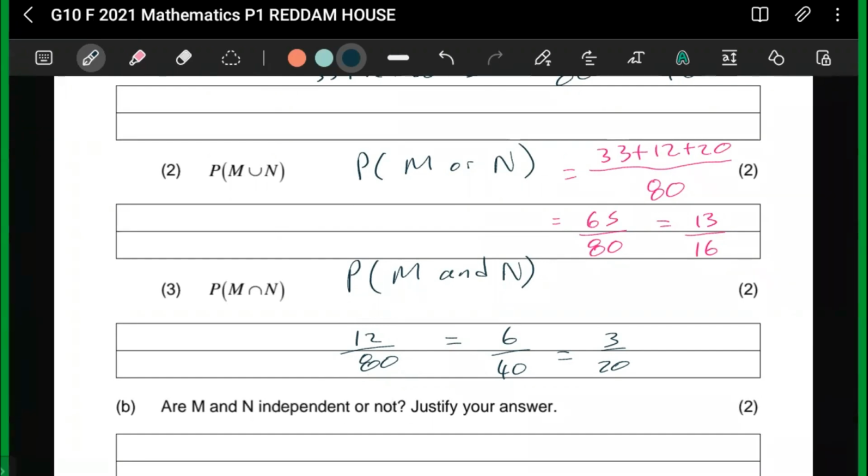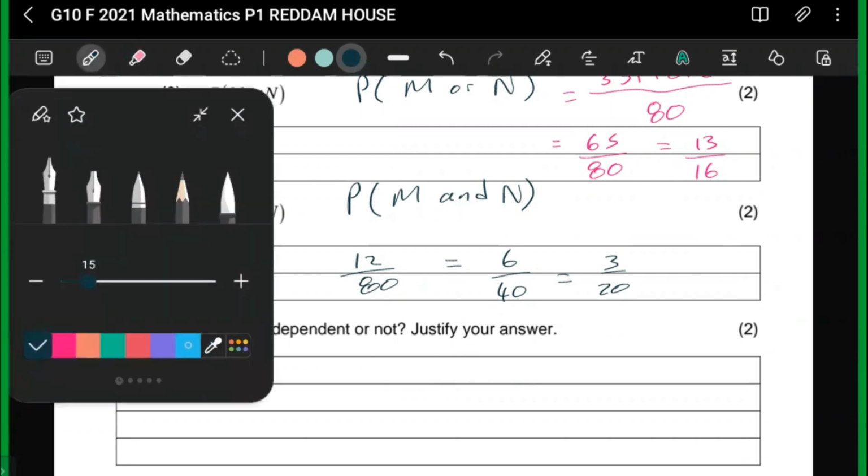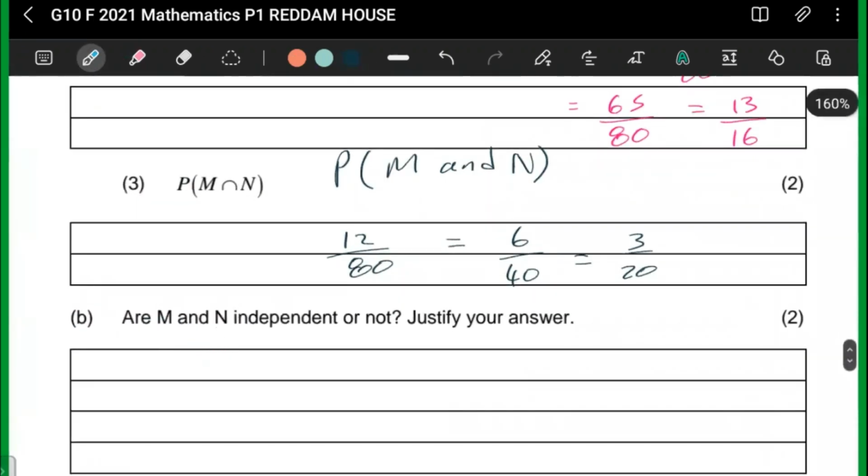So let's see. B says M and N are independent or not. Justify your answer. This is where your theory comes in. For independent events, the probability of M and N should be equal to the probability of M multiplied by the probability of N. That's for independent events. This equation has to balance.